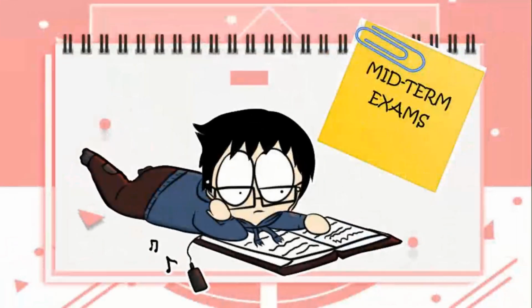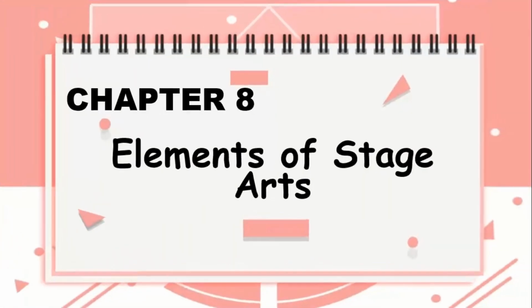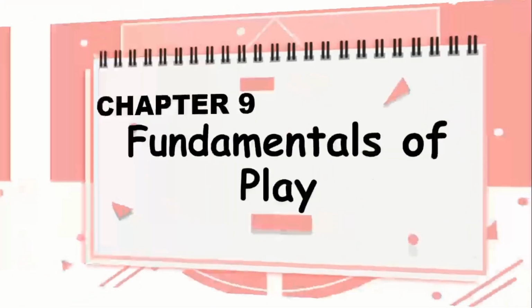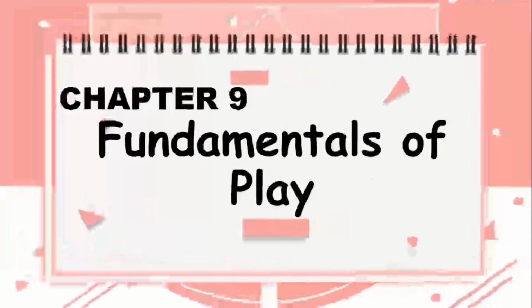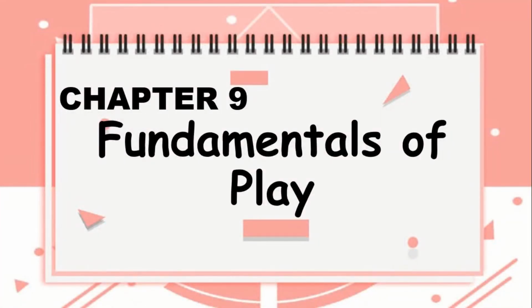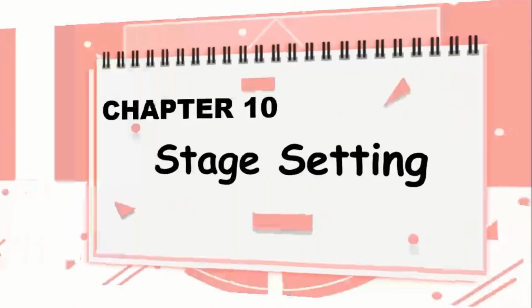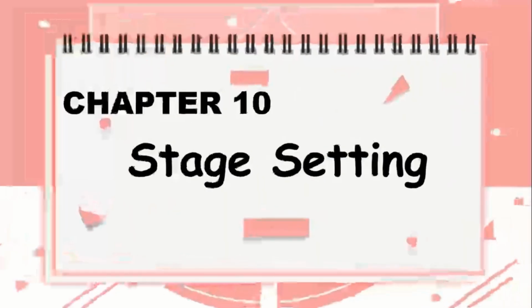For the final examination, we will start discussing chapter 8, which is the elements of stage arts. Here, we will identify the basic elements of theater, the elements of drama, and distinguish the difference between theater and drama. Next is the fundamentals of play, which is chapter 9. Here, we will determine the fundamentals of play production and apply them through criticizing a play being watched.